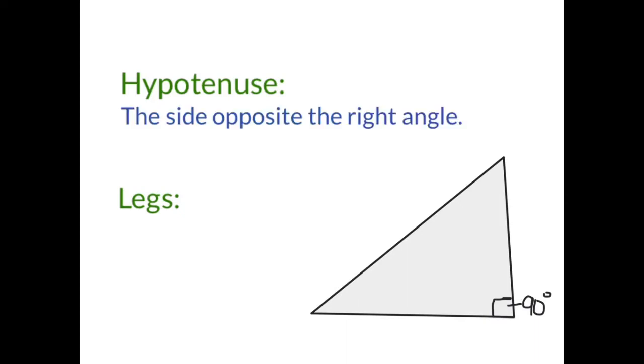The hypotenuse is the side that's opposite the right angle. So if I start at my right angle over here and I go opposite of that, just pointing in that direction, this slanted side is called the hypotenuse.